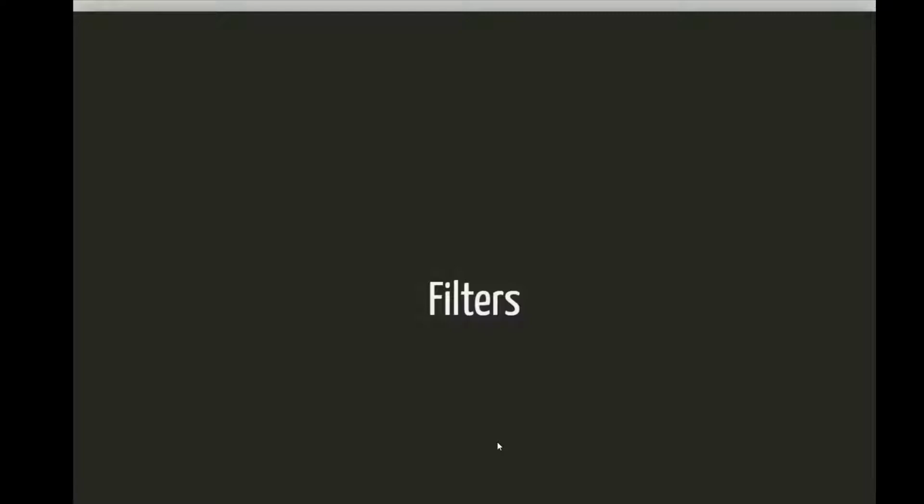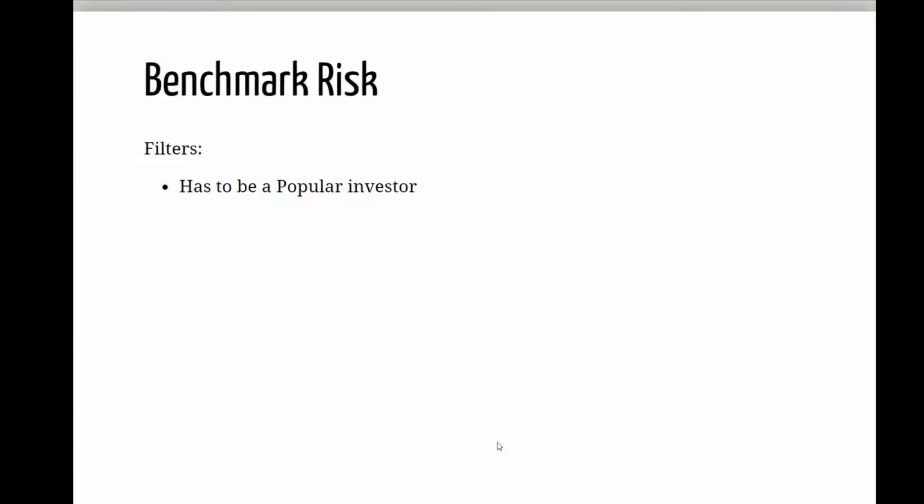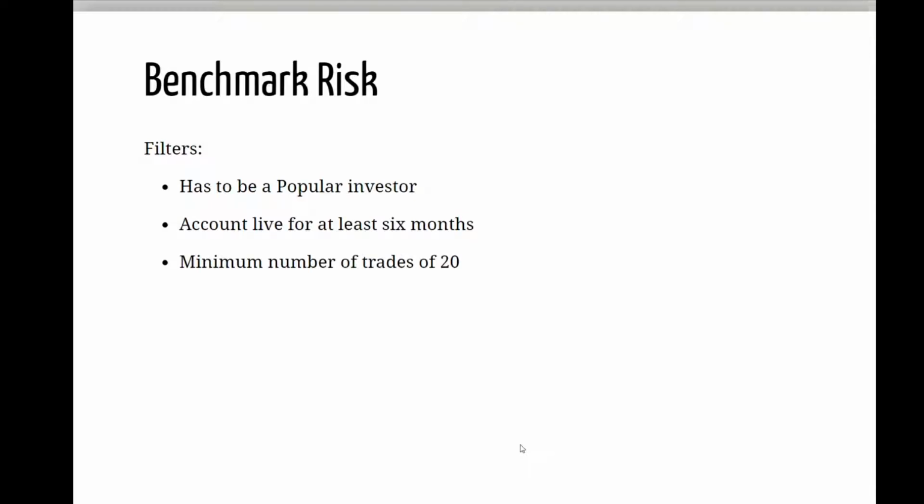Those are the standard measures I look at, and then I try to initially filter all PIs. I don't look at all PIs, I just filter based on these benchmark risks. The filters are basically the standard ones. First, you have to have been a PI over the last 6 months. Second, your account should have been live 6 months ago, and you should have made a minimum of 20 trades.